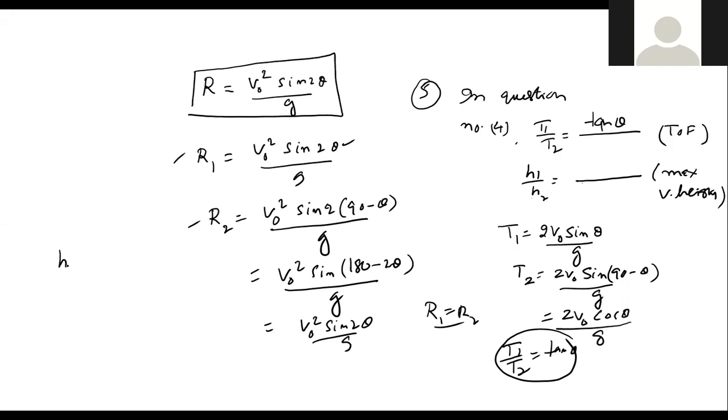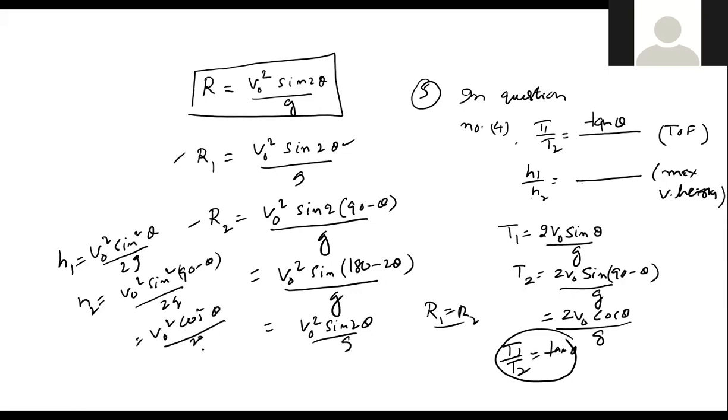Similarly, H1 equals, don't get spoon fed, that's bad. V0 square sine square theta by 2G. H2 equals V0 square sine square 90 minus theta by 2G. Sine square 90 minus theta is what? Cos square theta by 2G. So H1 by H2 will be what? Tan square theta. tan square theta.